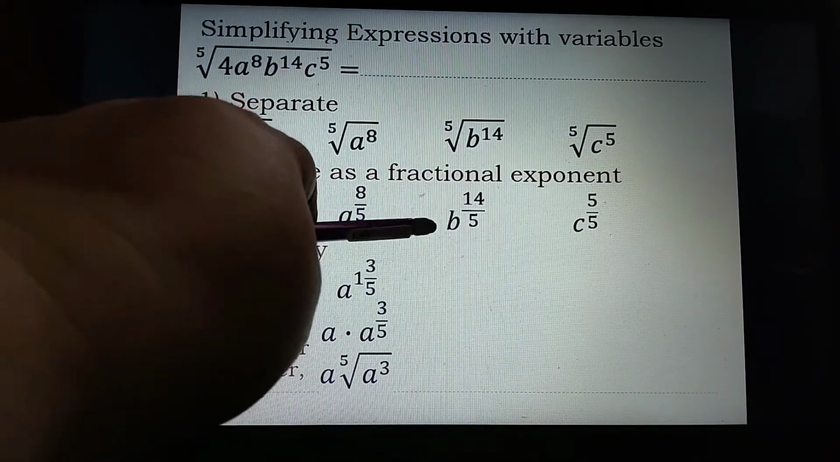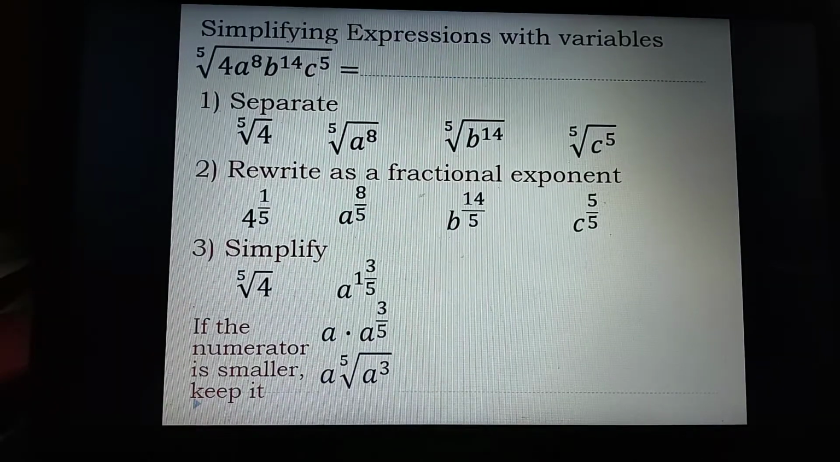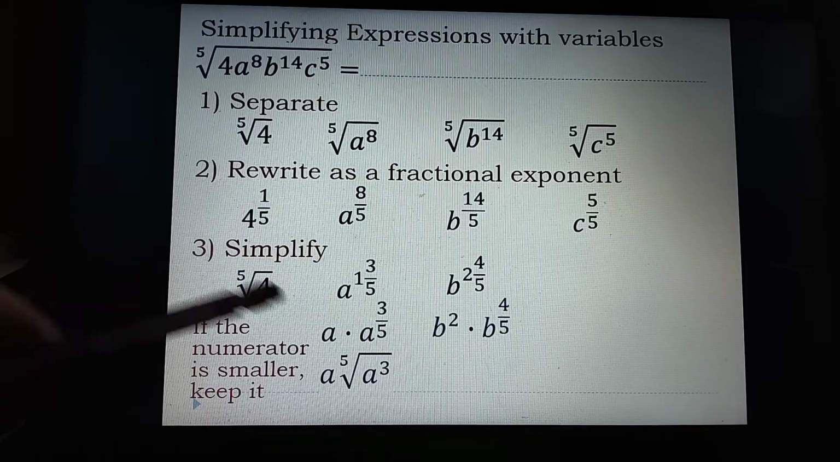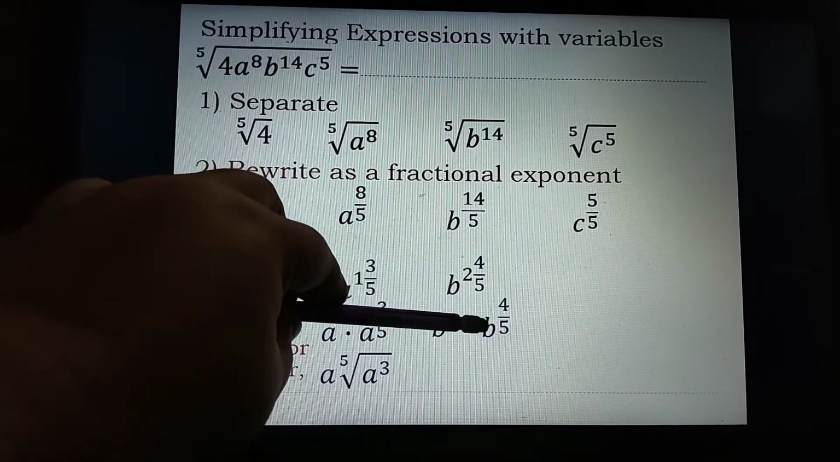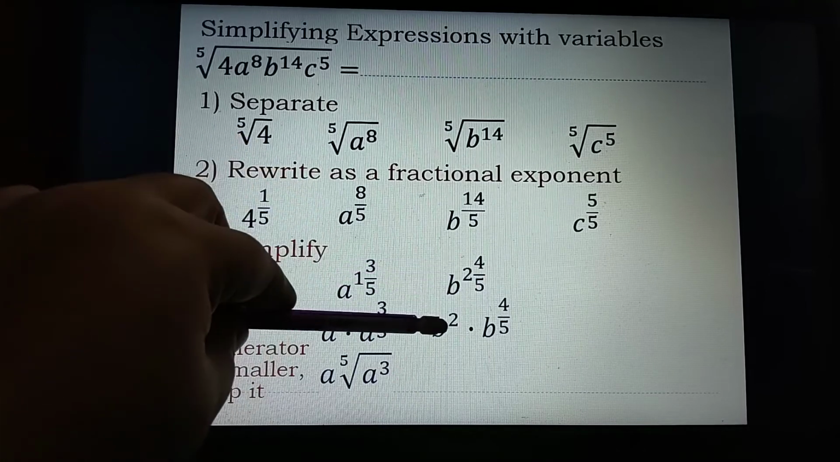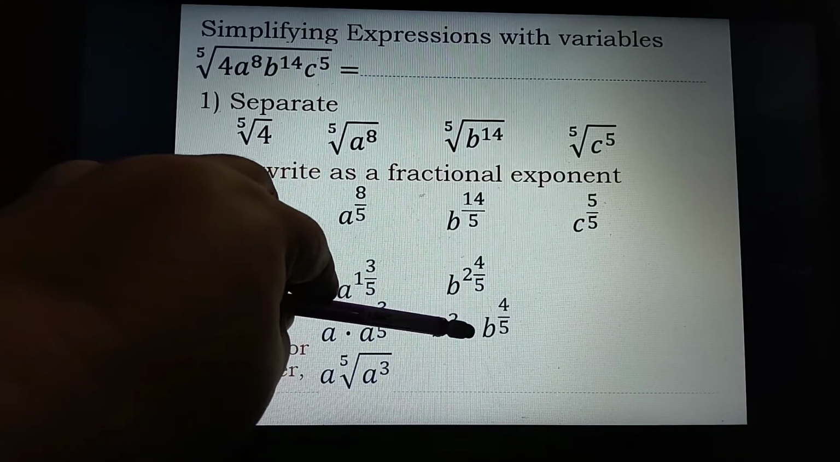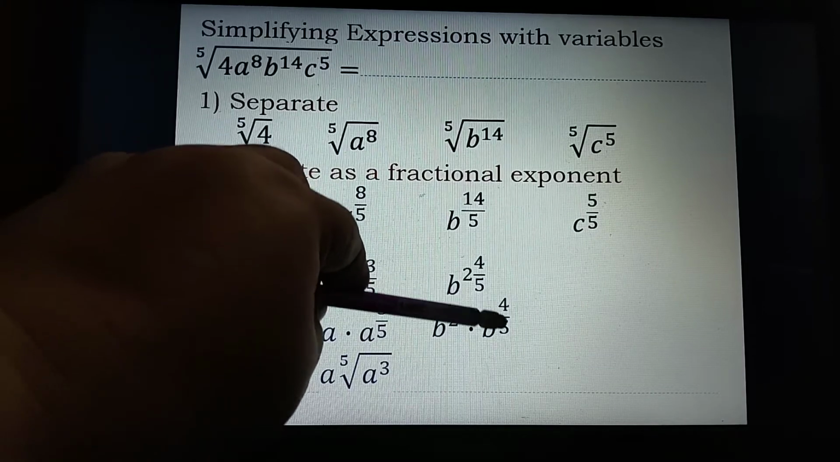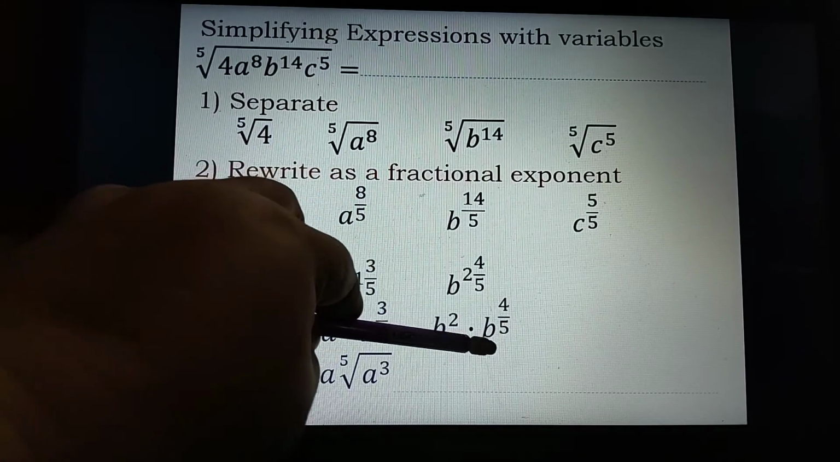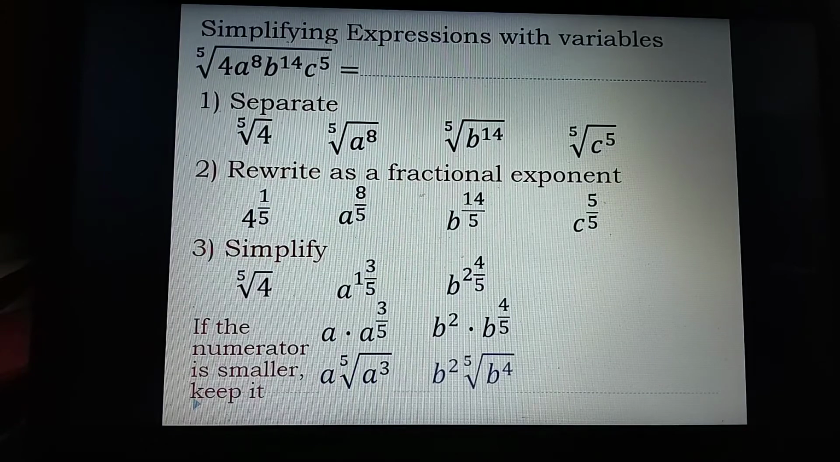Okay, I'm going to do the same thing with B to the 14 over 5. So 14 over 5 is 2 4/5. I'm going to have a B squared and a B with the fraction part. B squared is a whole number, that stays. We're good. This, the numerator, is smaller than the denominator, so turn that back into a radical.